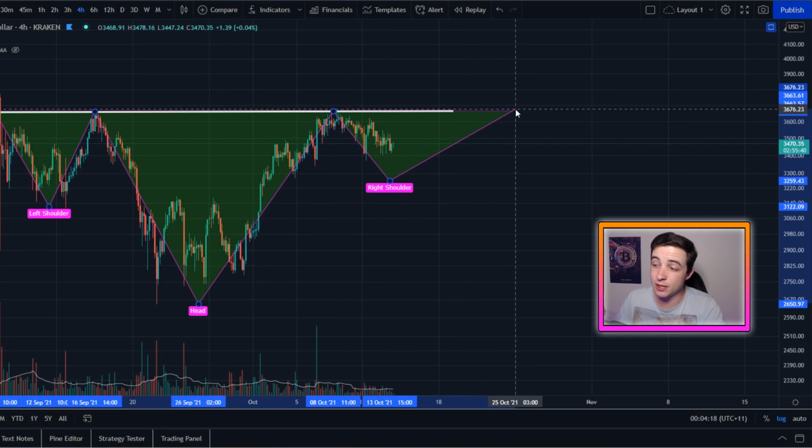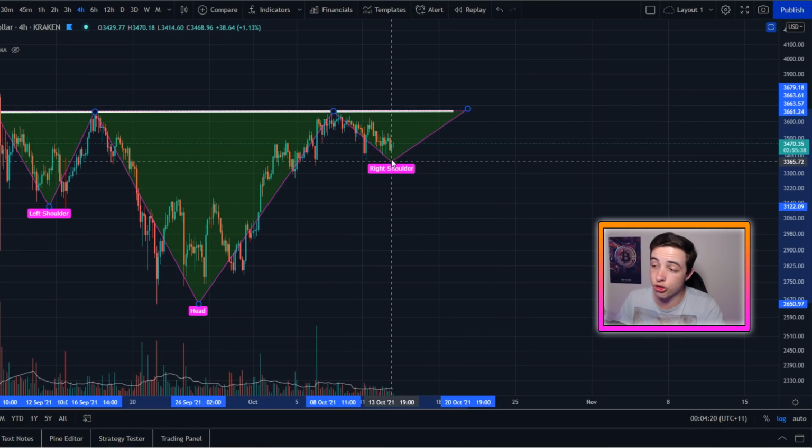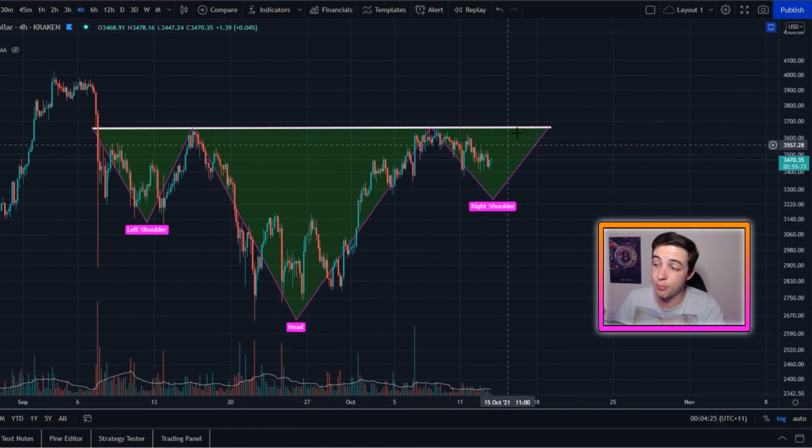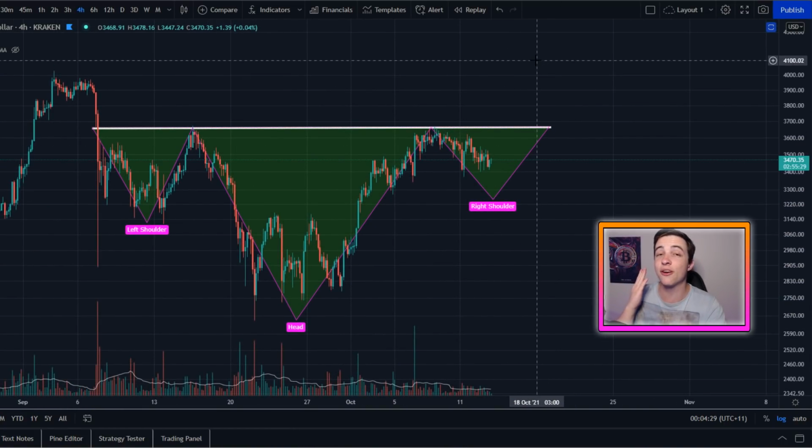For example, it could take a little bit longer or it could be a little bit bigger or shallower. But either way, just as long as we form some sort of right shoulder here, which is what we're doing, and break that neckline, that is bullish. And if you want to know the exact price target for this pattern, definitely check out my Ethereum video that I posted yesterday on the channel.